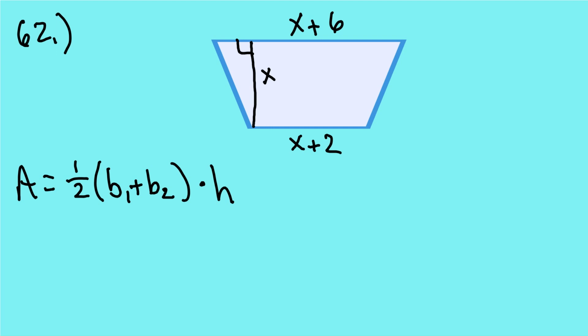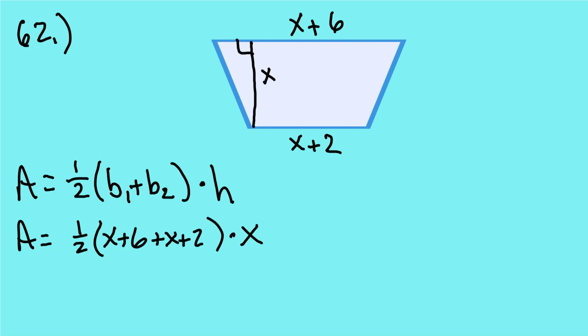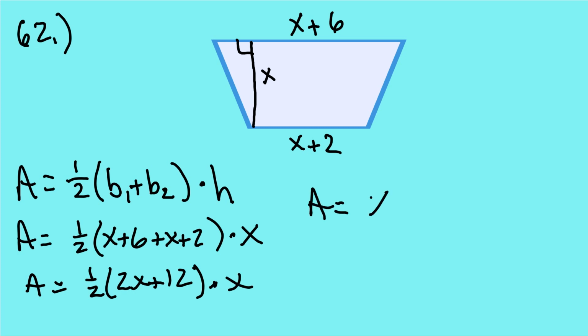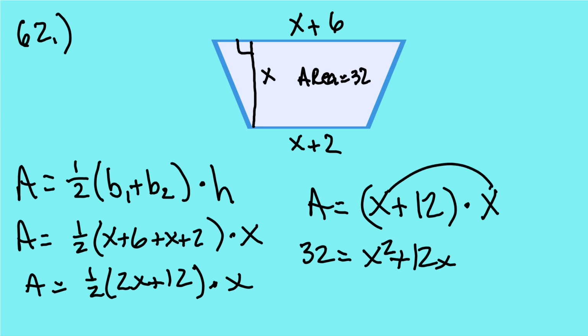Alright, 62 is the area of a right trapezoid. If you don't know the formula, hopefully you know it's 1/2 times b1 plus b2, so the average of the bases, times the height. So I say area equals 1/2 times x plus 6 plus x plus 2, times x. I end up with area equals 1/2 times 2x plus 12. So area equals x plus 6 times x. Now remember, in the problem, area is 32.